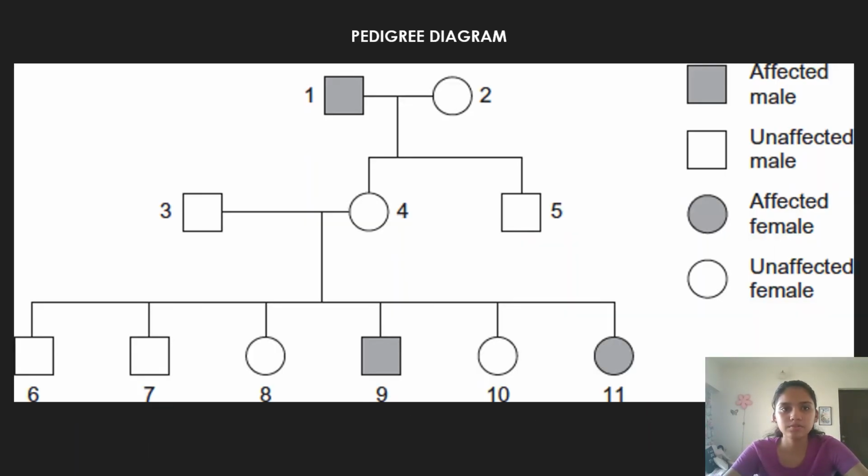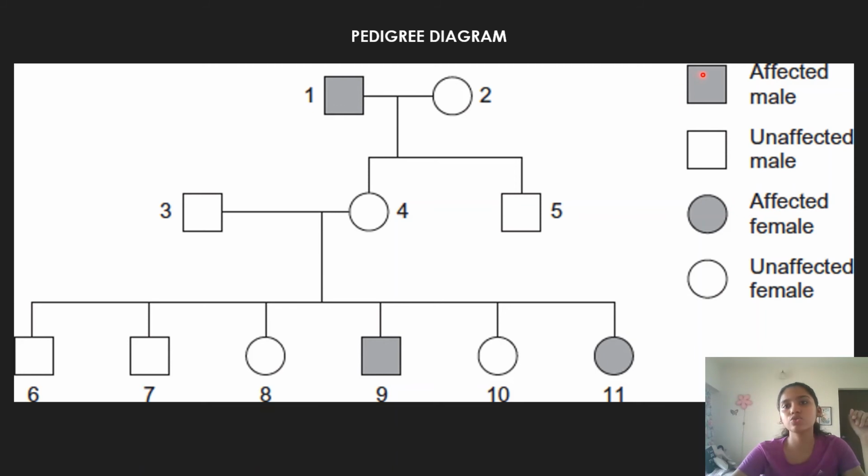Moving on. Now we're going to look at a pedigree diagram. So now we're just going to look at the different types of diagrams that you have. One is your pedigree diagram. This is actually really easy. I'm just going to explain it to you. You'll basically have a key in your exam.